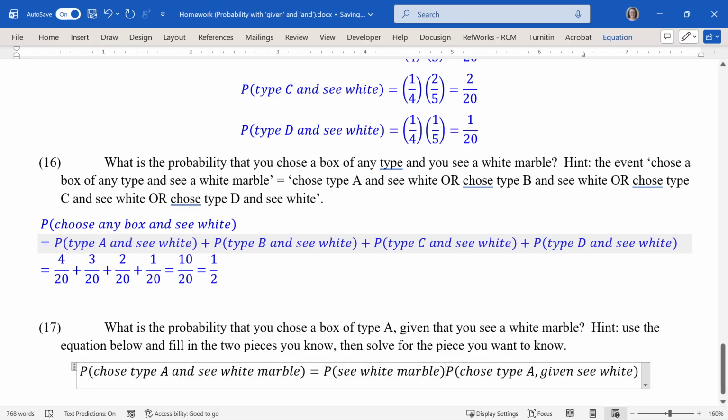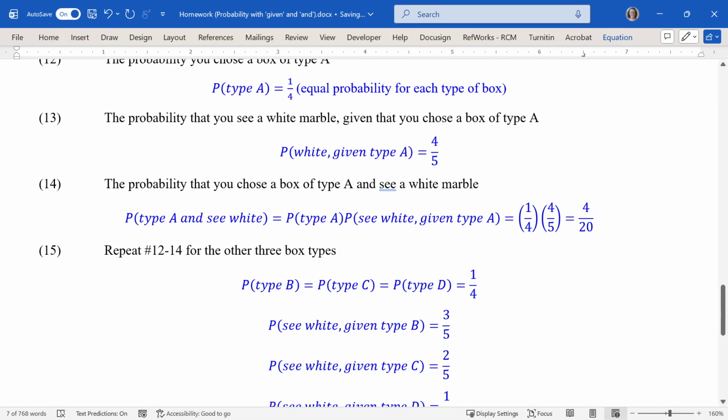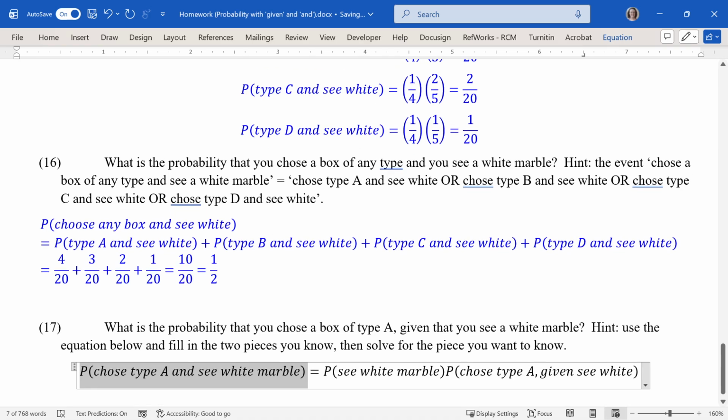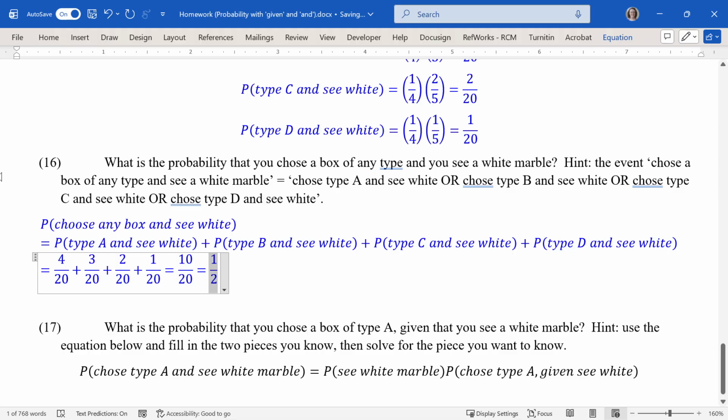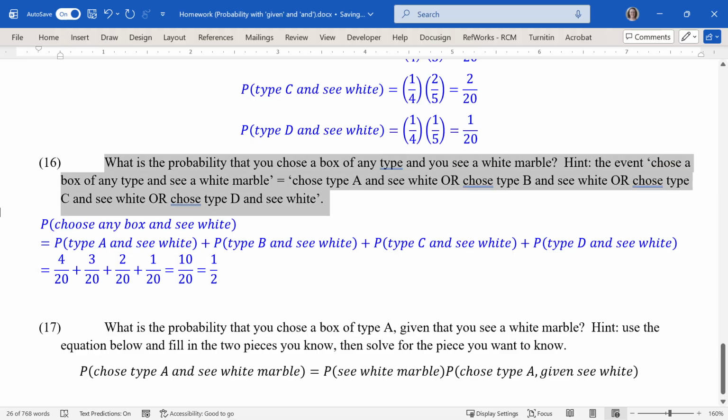So one way to calculate it is to solve for it from this equation. And we now have enough information to do it because we know the probability that you choose box type A and see the white marble. That was number 14. And we know the probability of just seeing the white marble by itself without knowing the box type, because that's actually what we calculated in number 16. So the probability that you chose a box of any type and you see a white marble is the same as just the probability of seeing the white marble, because if you see the white marble, then you must have chosen a box of some type, right? You don't know what type.